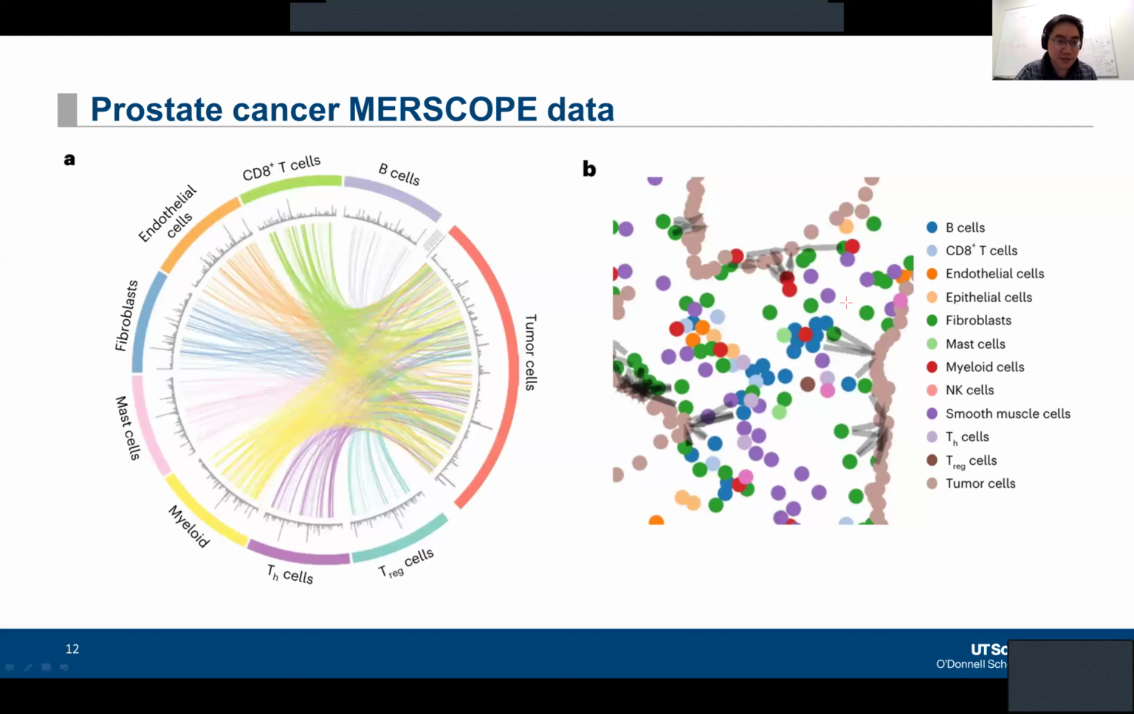And so next we moved on to actual data. This is prostate cancer data that was made public by MERSCOPE. Like the previous software, we're able to plot this circles plot of interactions, except of course we are looking at interaction at the single cell level, so we have a much more detailed plot. And because we have the spatial information, we can also plot those back onto the original data. These interactions are labeled by these little dark arrows.